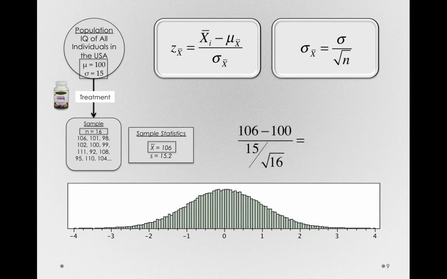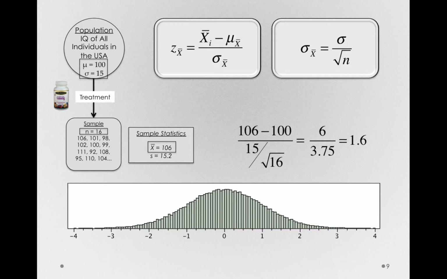I'll take our sample mean, 106, minus the mean of the sampling distribution of sample means in this case, which is going to be 100. Remember, the sampling distribution of sample means always has the population mean. And to find out how far in standardized units our 6-point difference is, we'll divide that by the standard deviation of the sampling distribution of sample means. In this case, 15, the population standard deviation, divided by the square root of the sample size. If we do this, we'll get a z-score for our sample mean that's equal to 1.6.